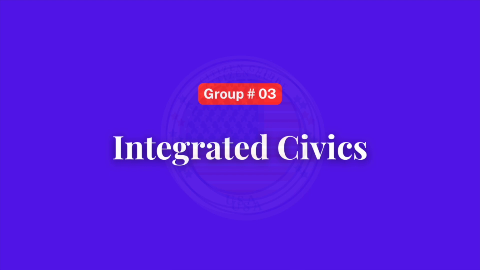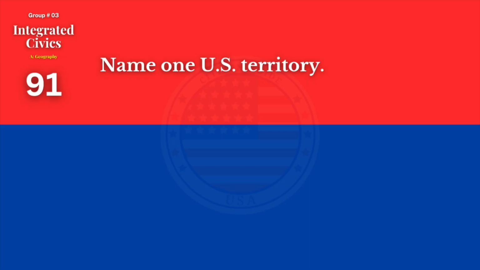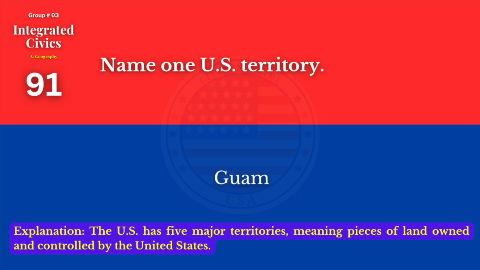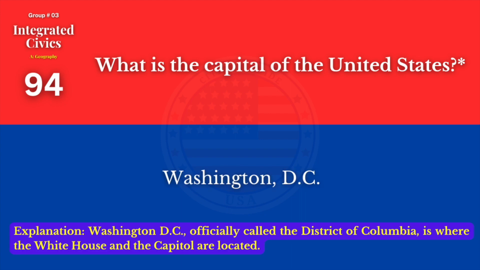Group 3. Integrated Civics. Name one of the two longest rivers in the United States. Missouri River. Name one U.S. territory. Guam. What is the capital of the United States? Washington, D.C.